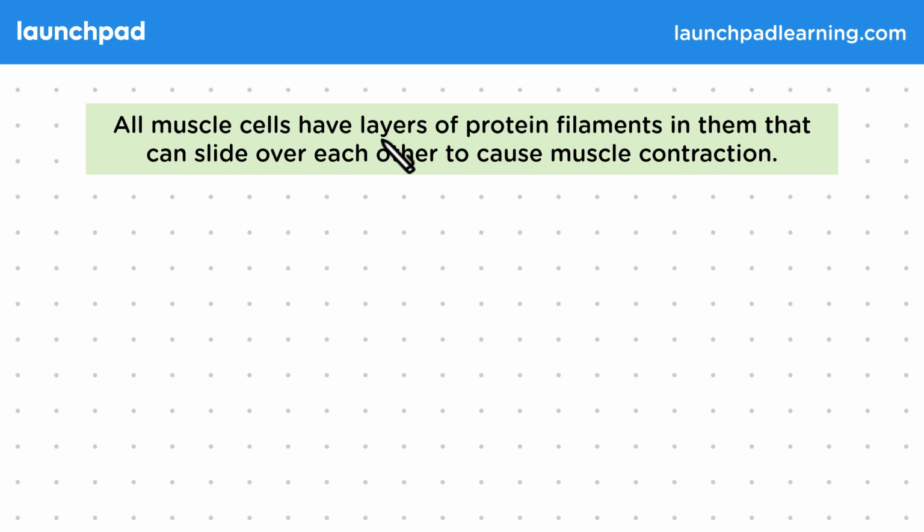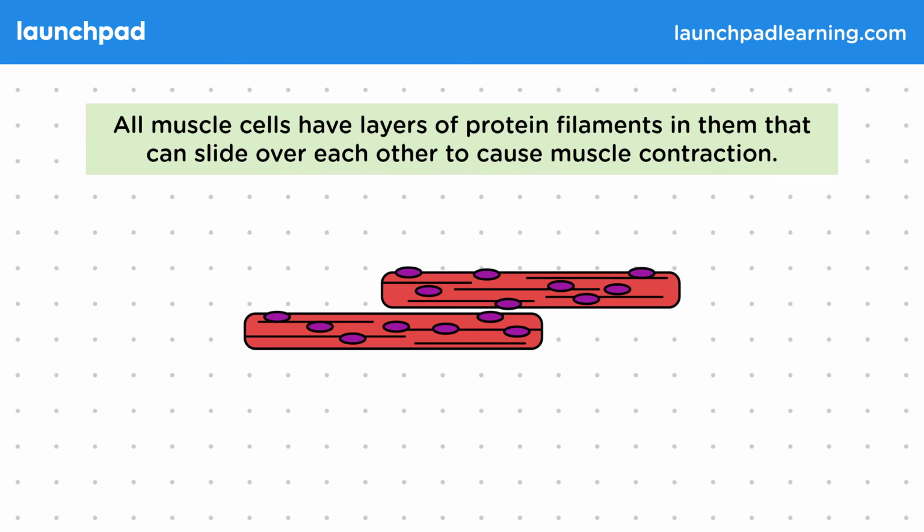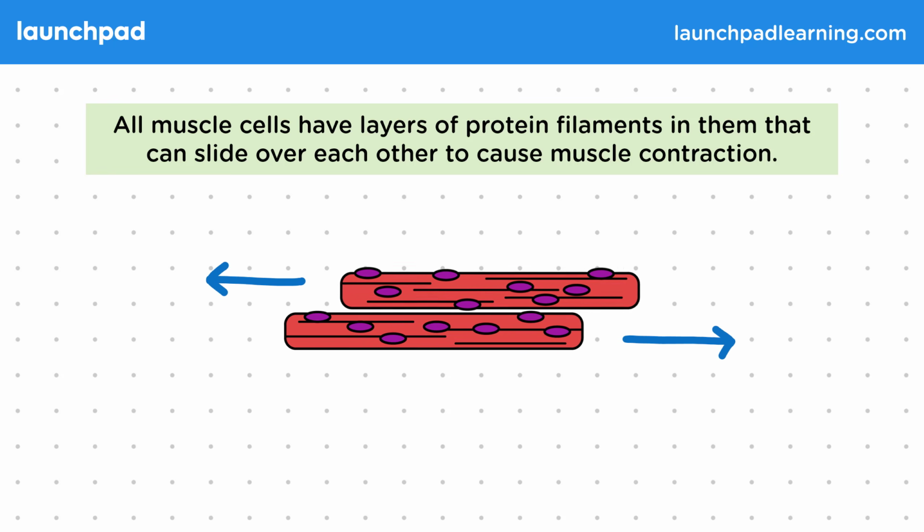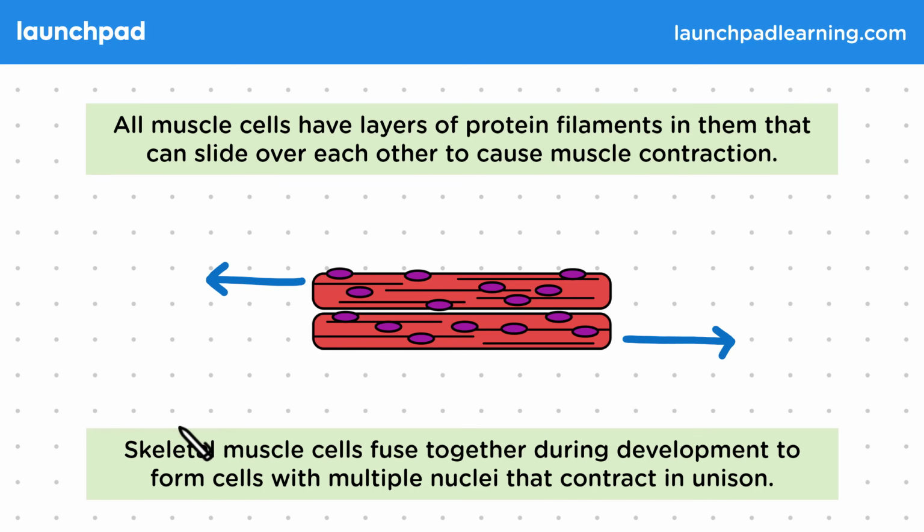All muscle cells have layers of protein filaments in them that can slide over each other to cause muscle contraction. This diagram shows two muscle filaments that are going to move in opposite directions to each other during contraction. Skeletal muscle cells fuse together during development to form cells with multiple nuclei that contract in unison. The purple dots on this diagram are the nuclei. It's this fusion of muscle cells that lets large muscles contract together.